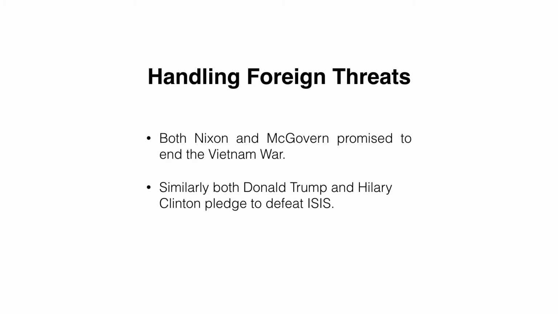A large portion of the 1972 and 2016 elections is about the ability of candidates to handle foreign threats. In 1972, both Nixon and McGovern promised to end the Vietnam War. However, Nixon's strategy of Vietnamization that he introduced in 1969 proved to be much more popular because it made the United States withdraw troops from Vietnam without appearing to have given in to the communists.